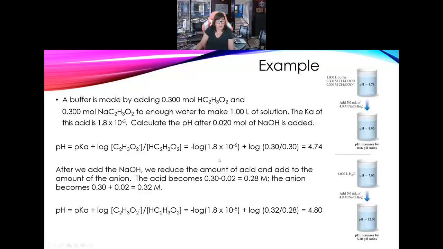Now, once I add that 0.02 moles of NaOH, it reacts with the acid. So the concentration of the acid goes down. That goes to 0.28. And the concentration of base goes up. The anion becomes 0.32. Those new concentrations are then plugged back into this expression, and I can see that my pH goes up to 4.8. Okay, so that's how we can do that. We have to look at what was my initial condition, how does it change when I add the acid or the base, and how do we get that to work.